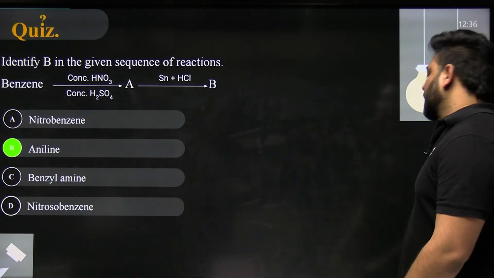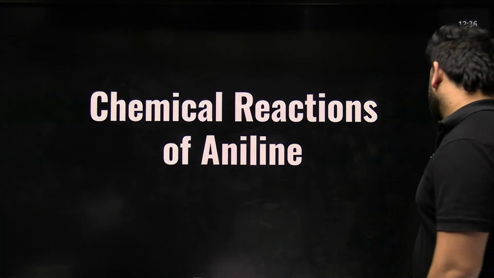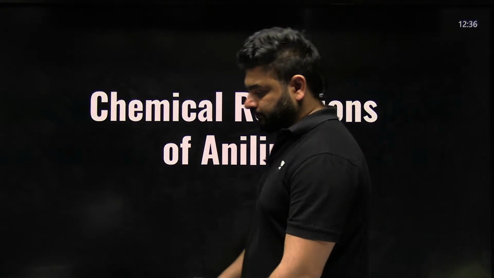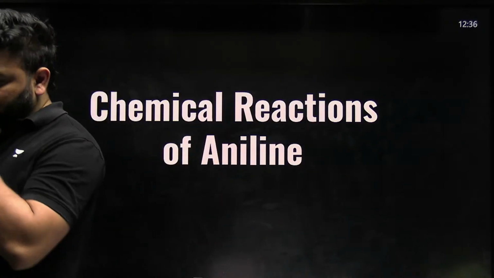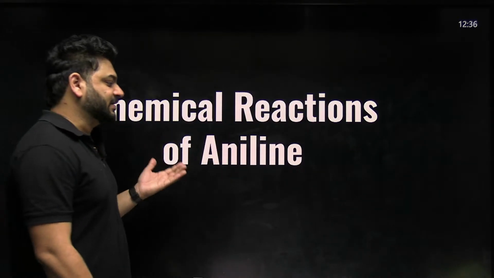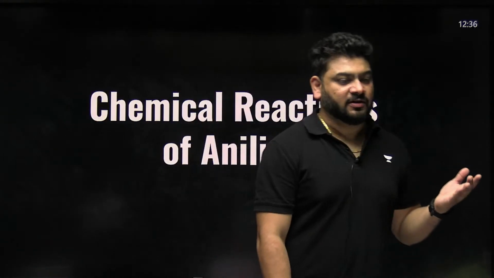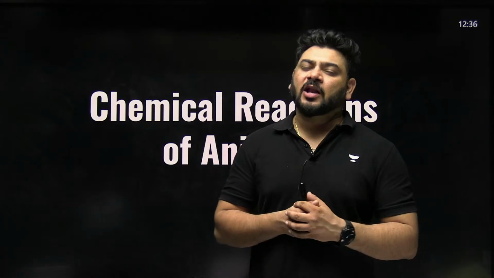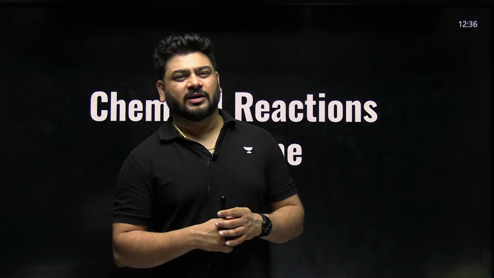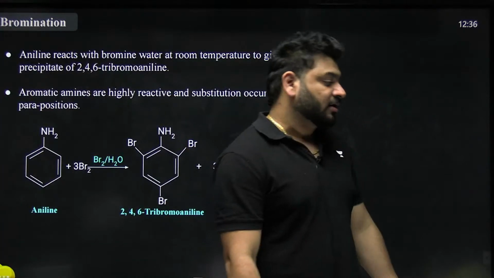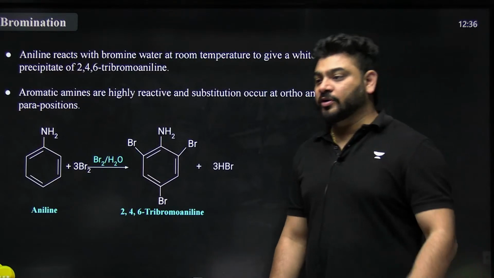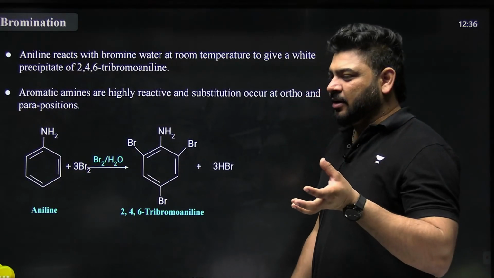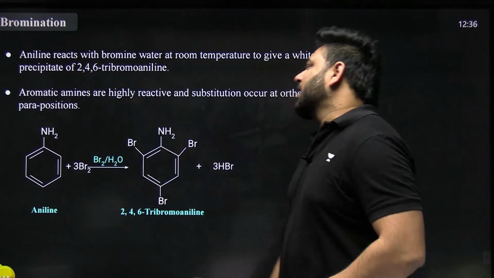Identify B. So it's done. So then we have chemical reactions of aniline. The first of everything is known to us. The reaction that we are going to use is electrophilic aromatic substitution, because an electron-rich group is attached over there, bringing negative charge toward the benzene ring, making it more prone to be attacked by an electrophile.